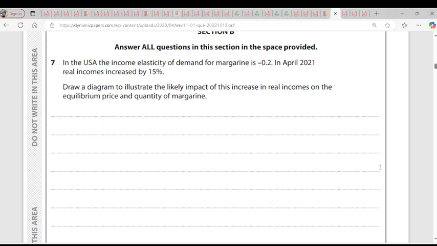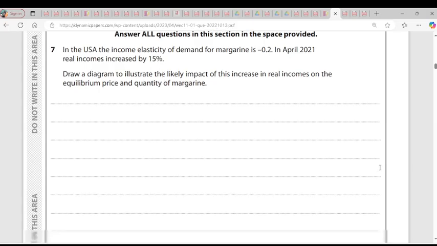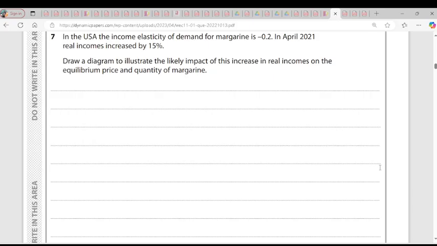So we go to question 7. In the USA, the income elasticity of demand for margarine is negative 0.2. In April 2021, real incomes increased by 15%. Draw a diagram to illustrate the likely impact of this increase in real incomes on the equilibrium price and quantity of margarine. So the first point is that there's income elasticity and we're having a negative YED.